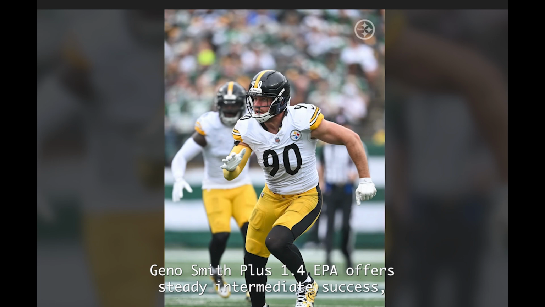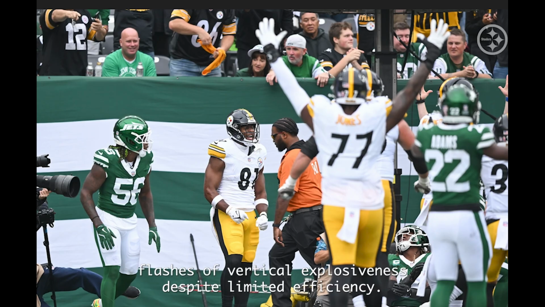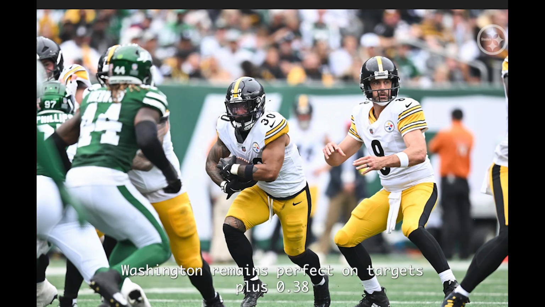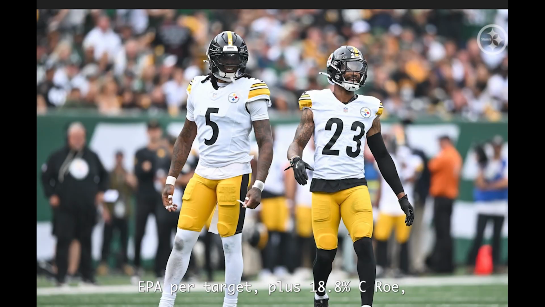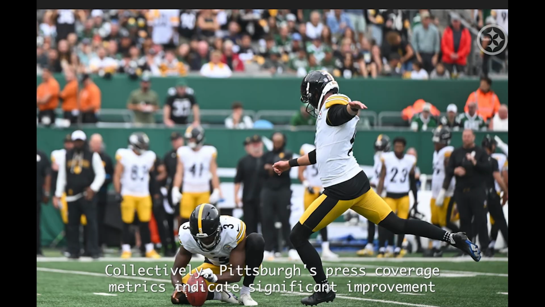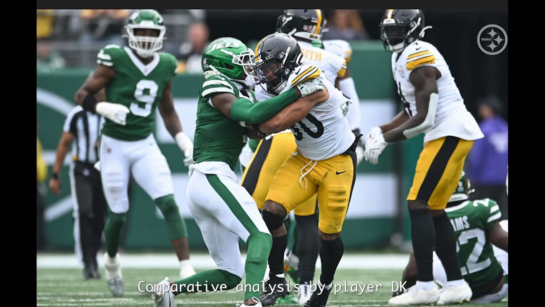Jonnu Smith, plus 1.4 EPA, offers steady intermediate success, while Austin, plus 1.1 EPA, shows flashes of vertical explosiveness despite limited efficiency. Washington remains perfect on targets, plus 0.38 EPA per target, plus 18.8% CROE, confirming his consistency in short and red zone areas. Collectively, Pittsburgh's press coverage metrics indicate significant improvement in release timing and technique compared to prior seasons.